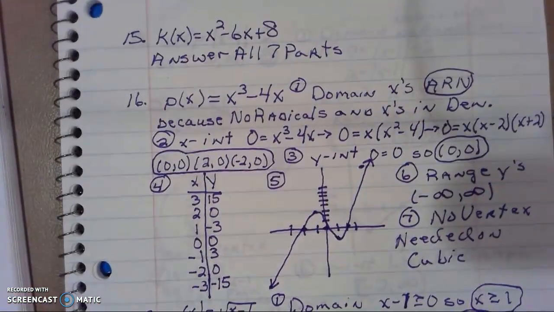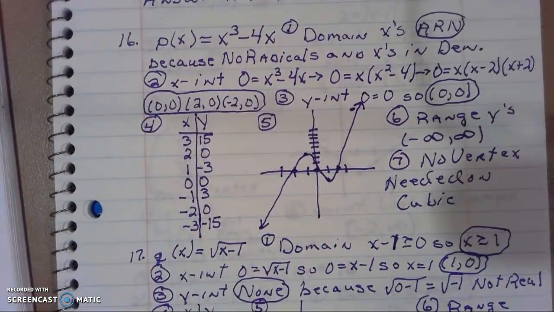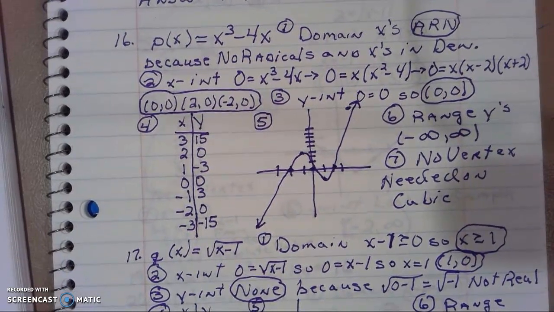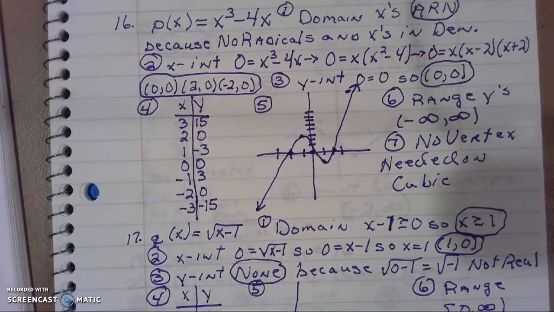Number 15 is also a parabola. Do all 7 parts. Number 16 is a cubic polynomial, x cubed minus 4x. Domain is all real numbers, because no x is in a radical, no x is in the denominator. The x-intercept is found by setting 0 equal to x cubed minus 4x. Then factor, as I've shown here. 3 x-intercepts, 0, 2, and negative 2. Then your y-intercept, put 0 in for x, we get 0, 0.